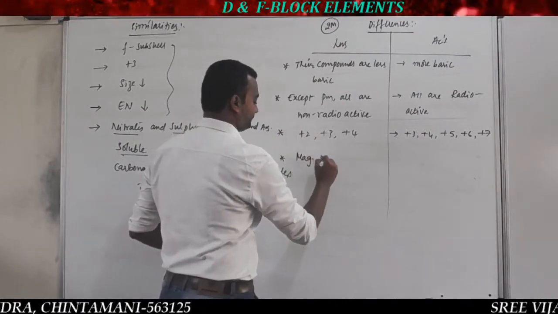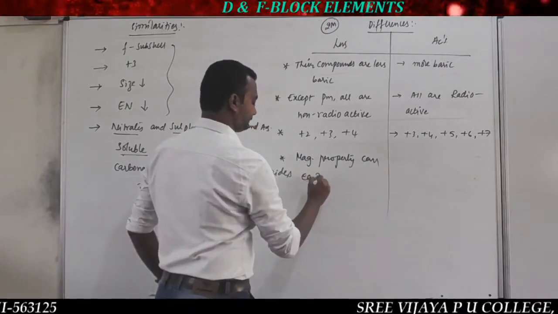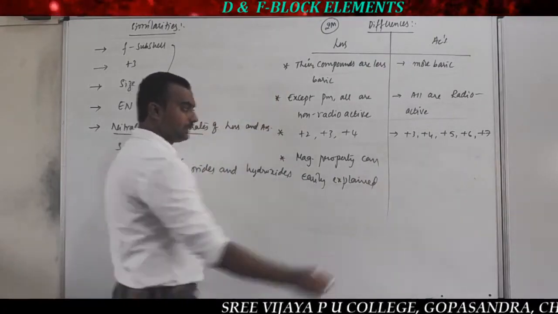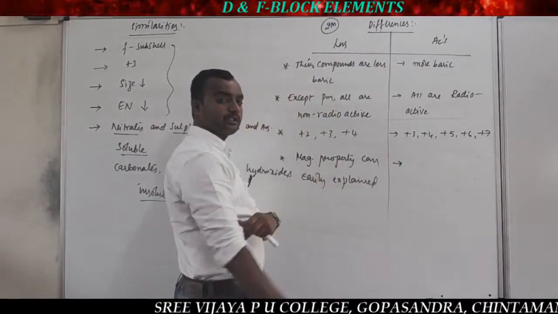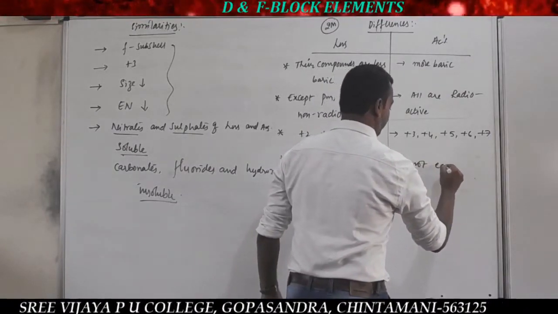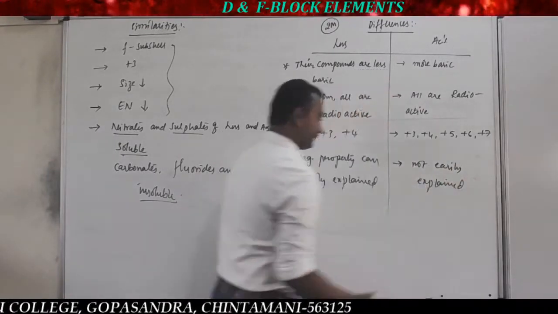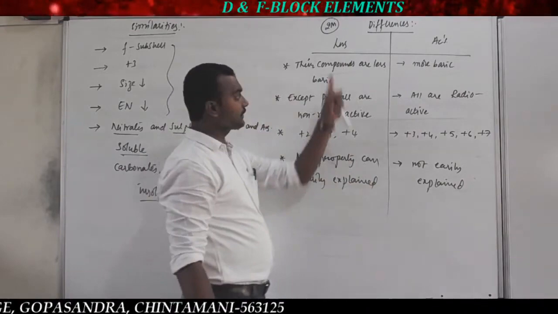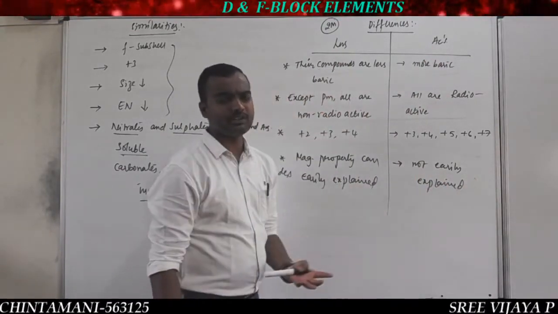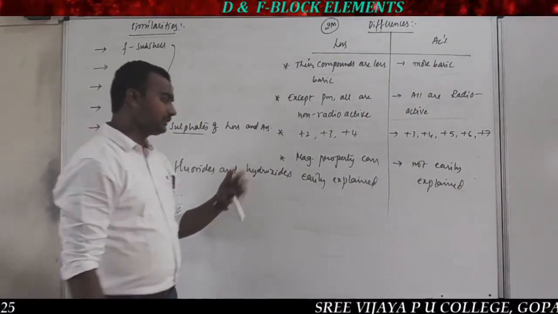Magnetic property can be easily explained in the case of lanthanides, but in the actinides, the magnetic property is complicated and not easily explained. The study of magnetic properties in the case of actinides is complicated compared to lanthanides. So that is one more reason.